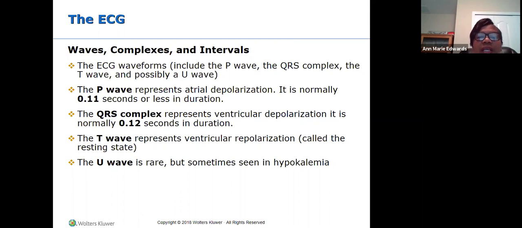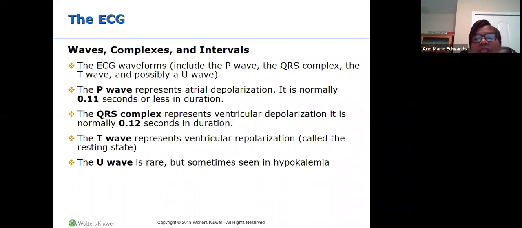The ECG contains waves, complexes, and intervals, and we're going to be looking a little closer at the ECG waves, the ECG complexes, the ECG intervals. The waveforms include the P wave, QRS complex, T wave, and sometimes a U wave is present. Not all the time, but sometimes a U wave may be present. If it is not present, it's not such a big deal, okay? But sometimes it is present, and we'll explain that in a little while.